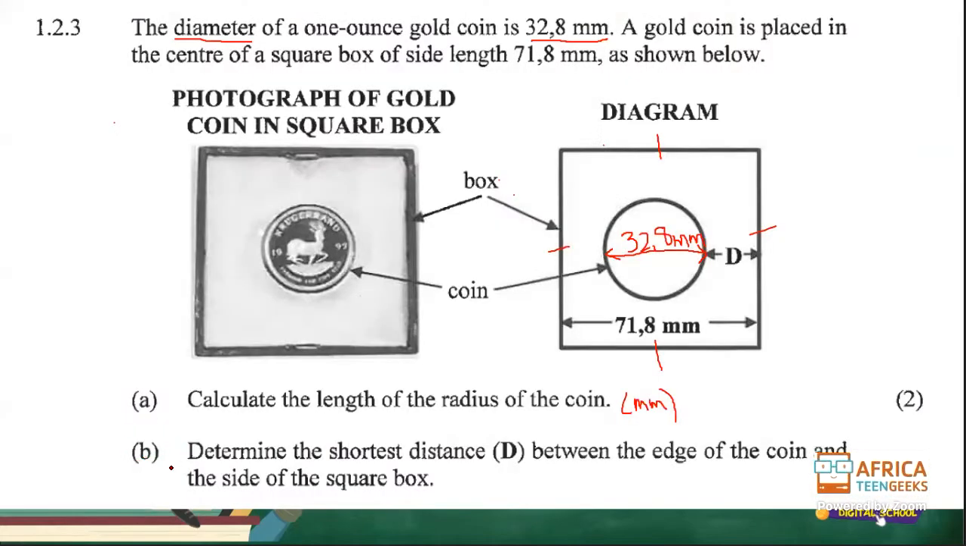Second question: determine the shortest distance. You can see it is represented by the letter D, the shortest distance. It can be long from the edge to the coin, but I want the shortest distance between the coin and the side of the square box. What is this distance here? How many millimeters is this distance from the coin to the side of the box? Give your answer in millimeters.